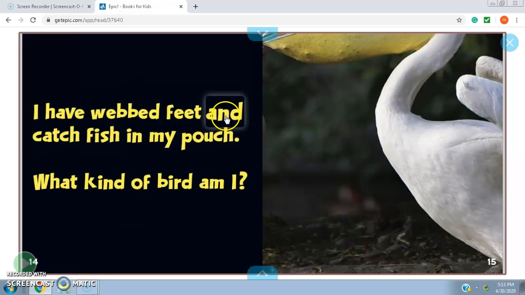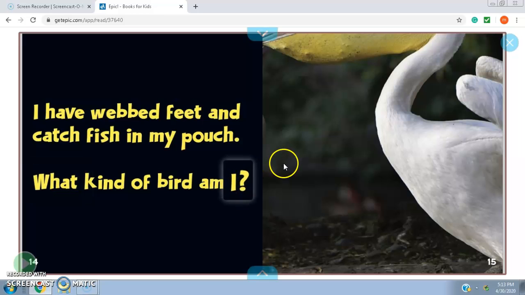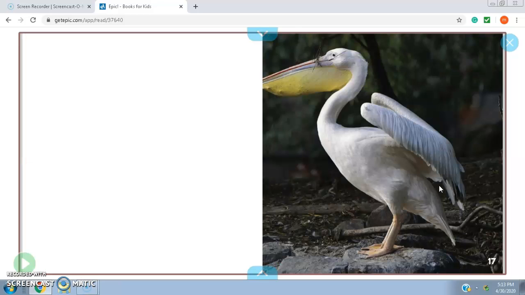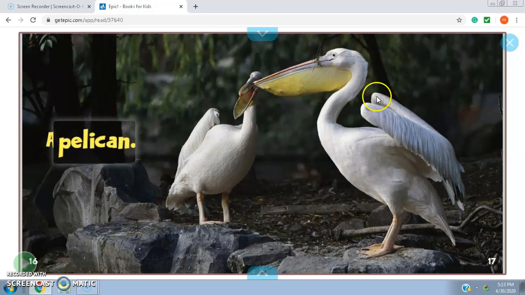Now, what do you think? I have webbed feet and catfish in my pouch. What kind of bird am I? Do not, guys, touch my computer, okay? I'm doing something. I think it's a duck. Do you think it's a duck? Did you hear me? Maybe I'm wrong. Maybe I'm right. Let's go see. Let's find out. A pelican. If you said pelican, you're right. If I said a duck, I was wrong. I was mistaken.